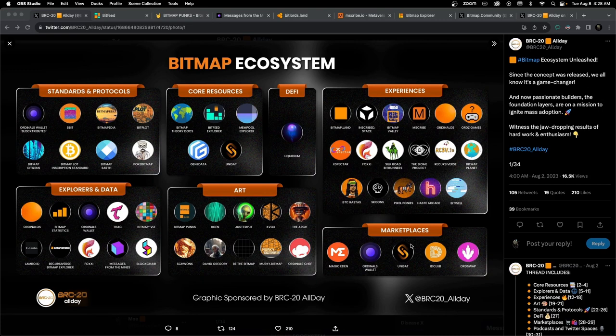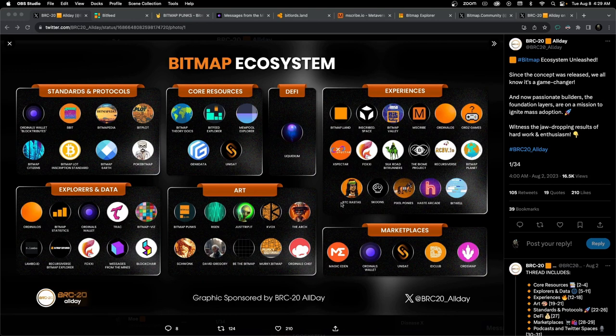My previous videos on Bitmap gave a detailed breakdown on both these phases and concepts. So you should definitely check it out to get a better understanding of it all. But for today's video, we're going to put the focus more on the Bitmap ecosystem overall and the tremendous growth that has been taking place in such a short time frame.